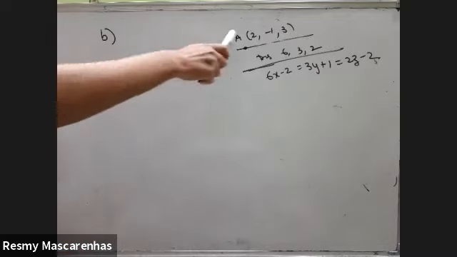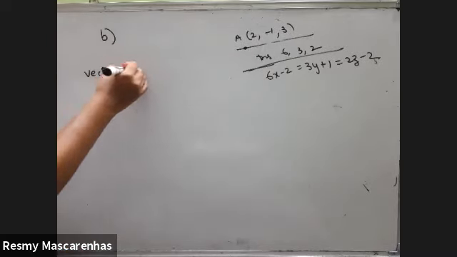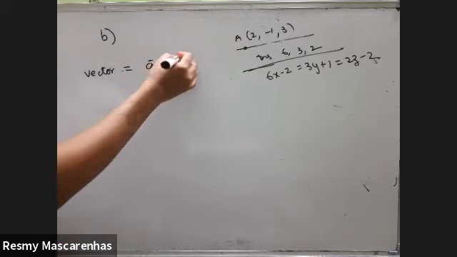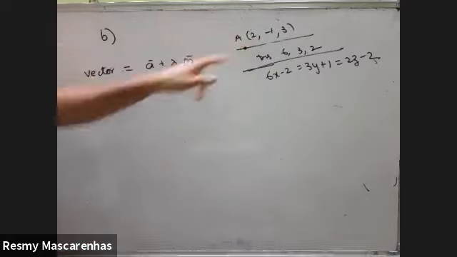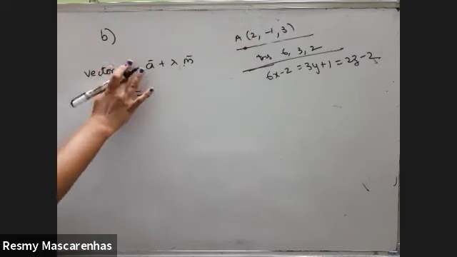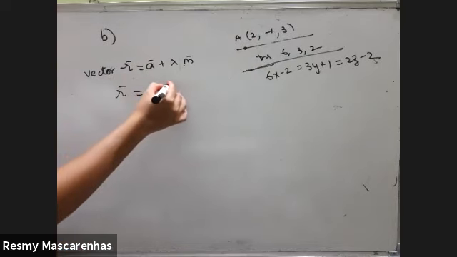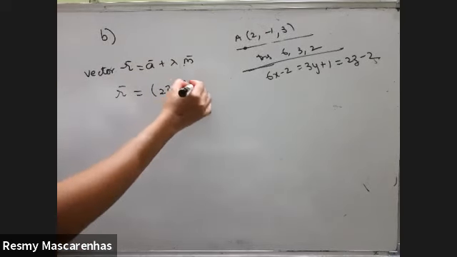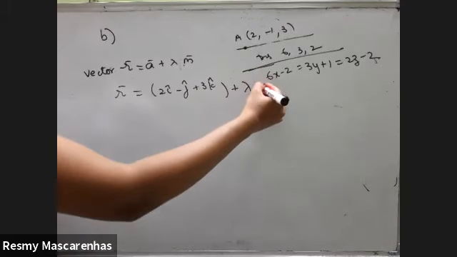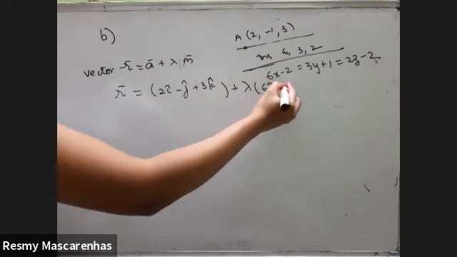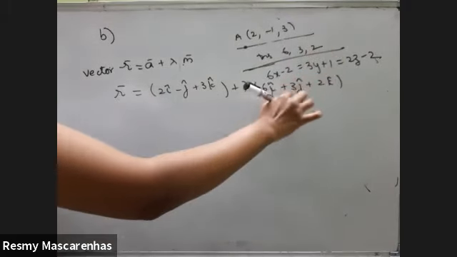So now you know the point, you know the direction ratios. So the vector equation will be, where is the point? You can write it as 2i cap minus j cap plus 3k cap plus lambda times 6i cap plus, the direction ratios vector.